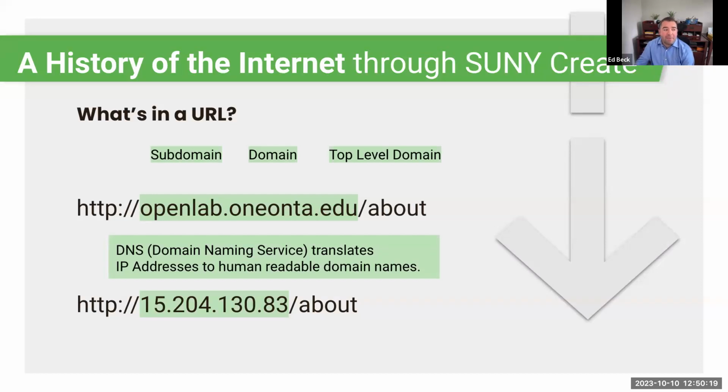Now, if we look at this domain, we've got three parts. We've got the domain itself, Oneonta. We have the top level domain. For us, it's .edu because we connected to the oneonta.edu website. But there's other top level domains available now. In the last couple of years, they've really expanded. It used to be just .com, .org, .gov. Then we got things like .info.